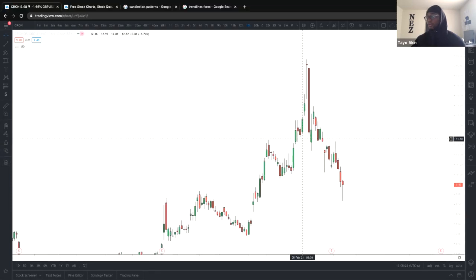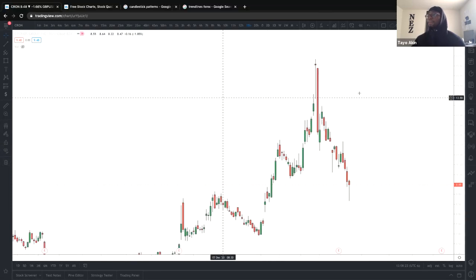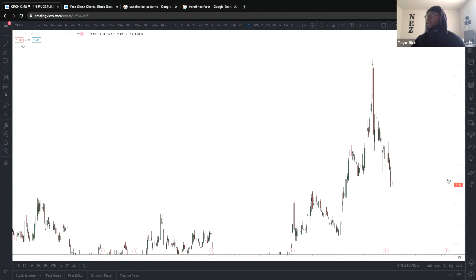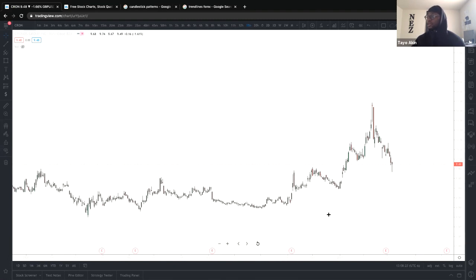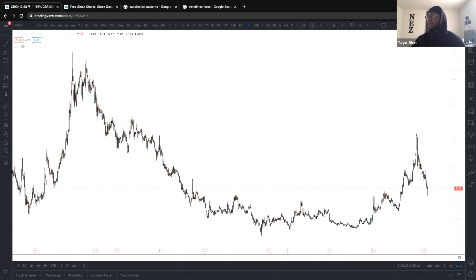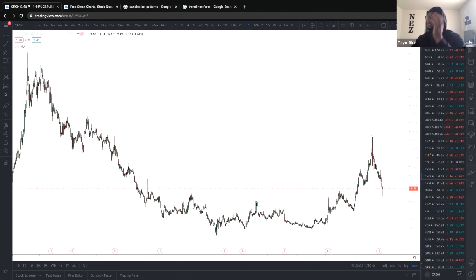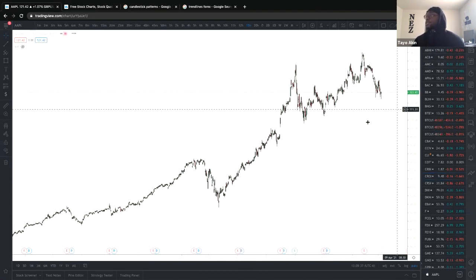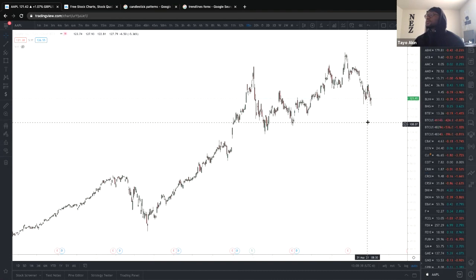Now we're going to finalize by putting it all together. So the question today is, how do we put it together? Everything that we learned so far, how are we going to put it together? We've been looking at Cron for too long, so let's look at something else. Maybe we're going to look at Apple.